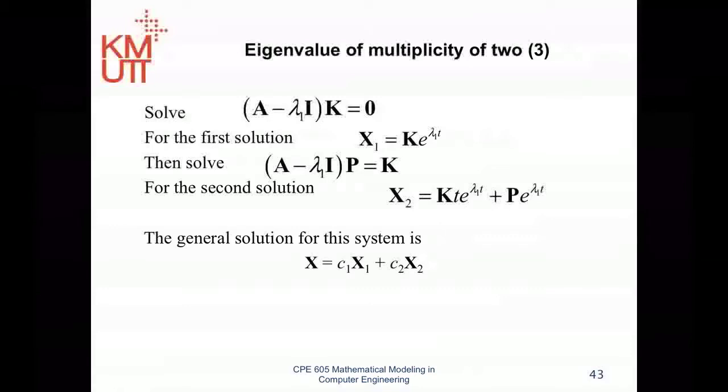The steps to solve this would be to first determine the first solution x1, and then we can solve for the second solution, which will lead us to x2. Then we can find the general solution by combining the two solutions together with arbitrary constants c1 and c2 multiplying the corresponding x1 and x2.